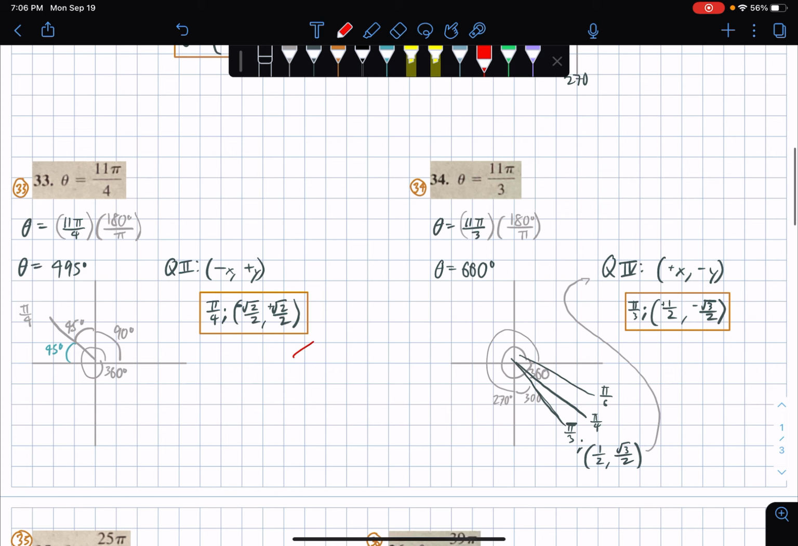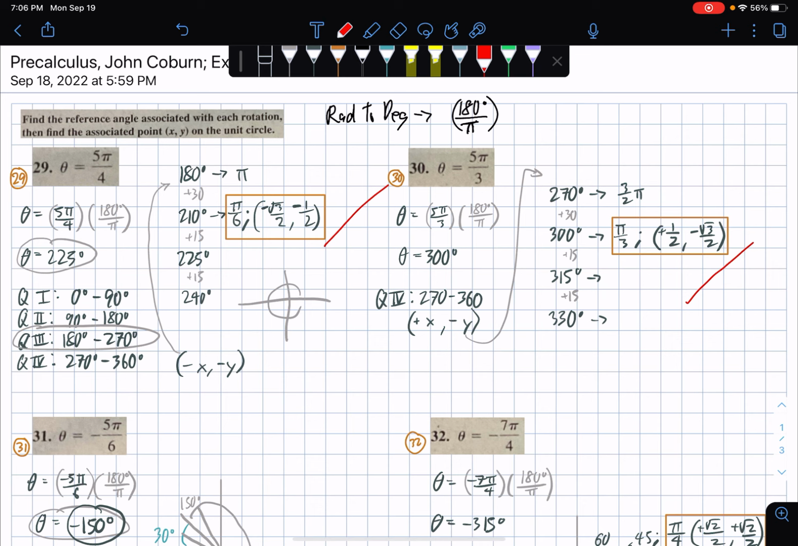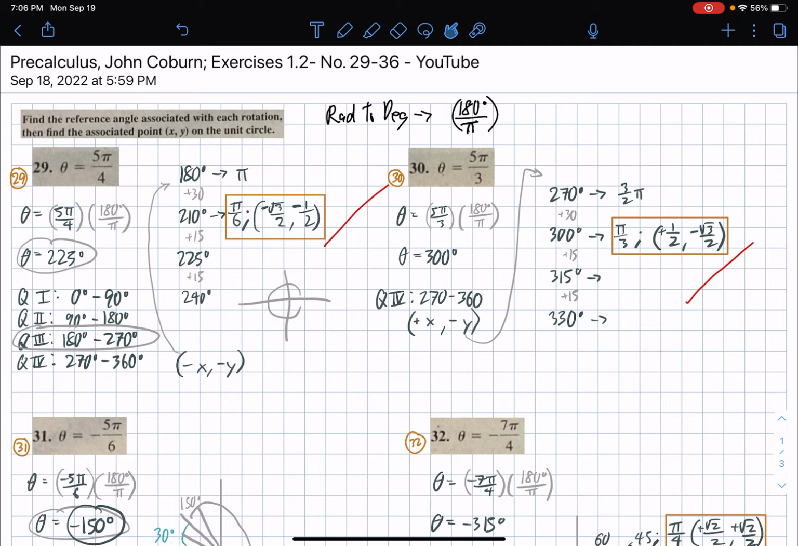Let me just check my answers real quick. Yeah. I hope you do understand the lesson, even though the pace is quite fast, faster than usual. Okay, I think we're all set. This is everything for this video. We've answered numbers 29 to 36 of exercises 1.2 of Mr. John Coburn's Precalculus textbook. Thank you for watching.